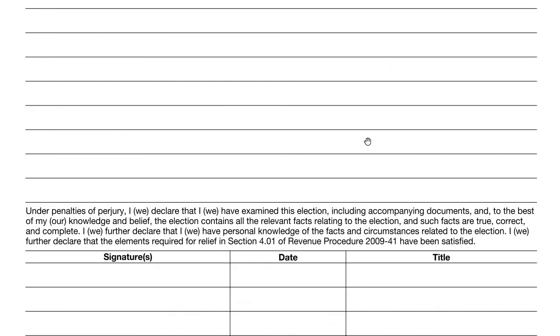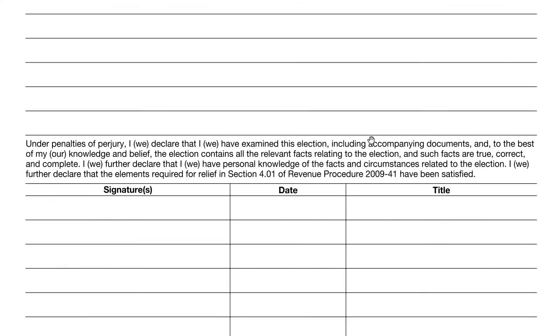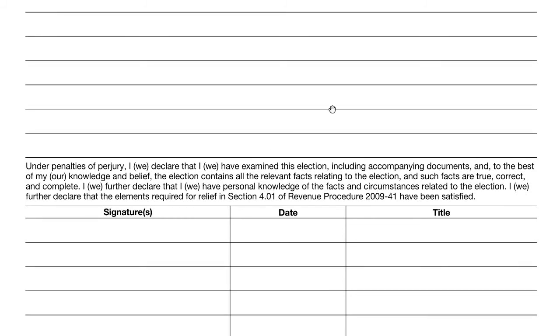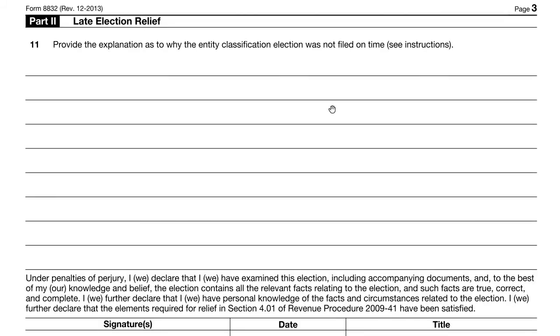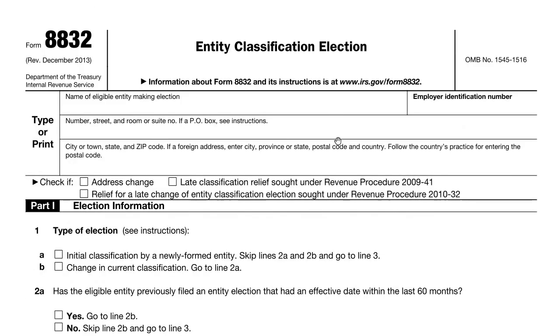Okay. And then the third page is the late election relief procedures. So this goes back to if you miss the filing deadline, if you miss that 75-day window to have the desired effective date. We'll use our same example, the LLC formed Jan 1, 2020. If you're getting around to doing this in October, you've missed the deadline, right? So not all is lost. They have late election relief procedures, and the most popular one and the easiest one to get it done through is this late election relief sought under Rev Proc 2009-41.